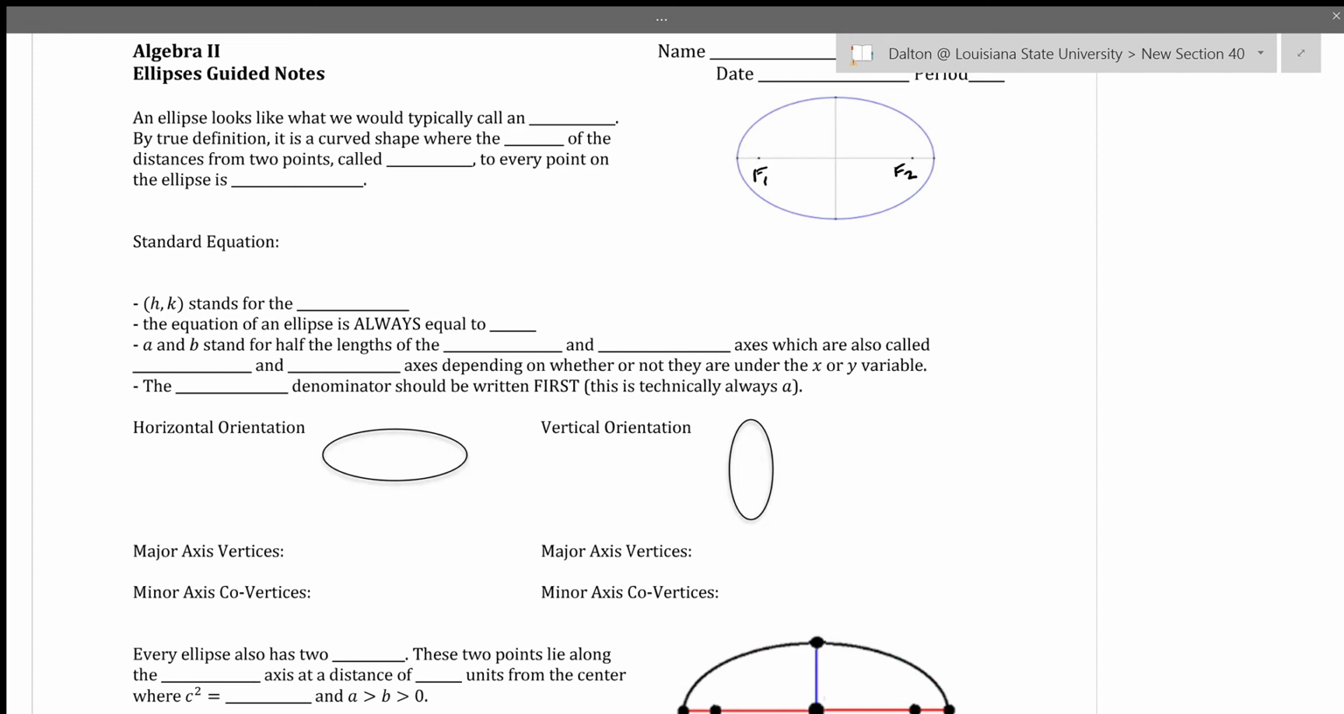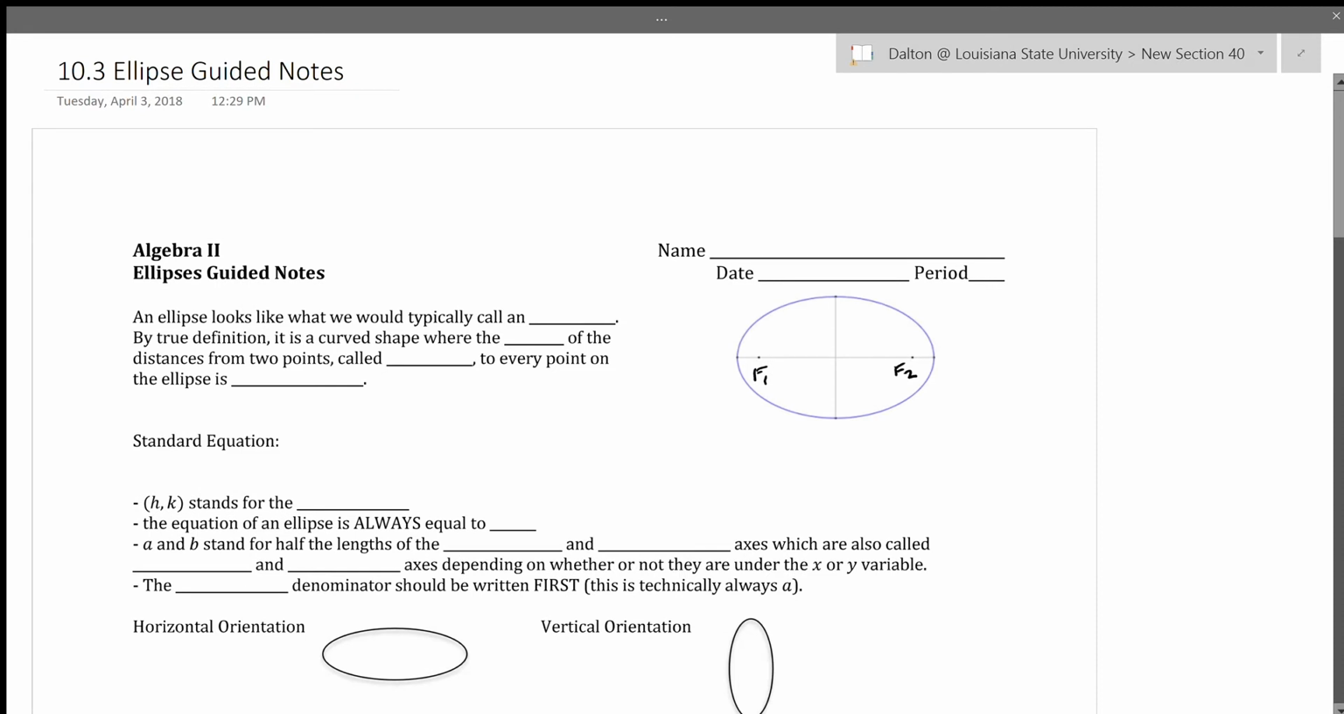Okay, here we go. The second type of conic section, as I said, is the ellipse. It looks like what we typically call an oval, or like when you were a little kid, that's what you learned this shape will look like. However, by true definition, we say that it is a curved shape where the sum of the distances from 2 points called foci to every point on the ellipse is equal.